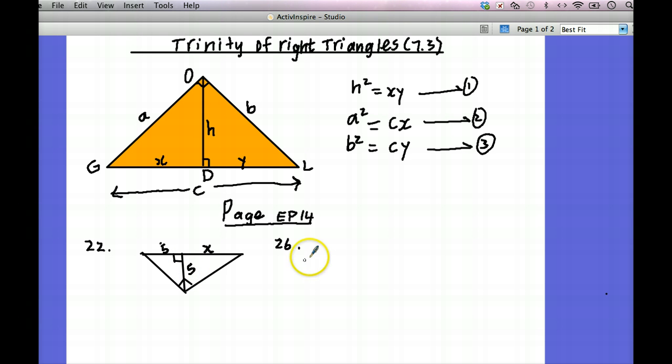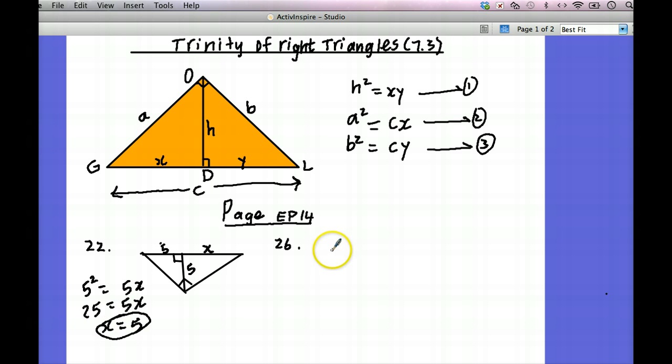So here we'll have to discern properly which formula to use, and I'm sure by now you're just saying h squared equals x times y, h squared equals x times y, and that's exactly right. It would be 5 squared equals this times this, which would be 5x. So we have 25 is 5x, and when we divide both sides by 5, we get x equals 5.